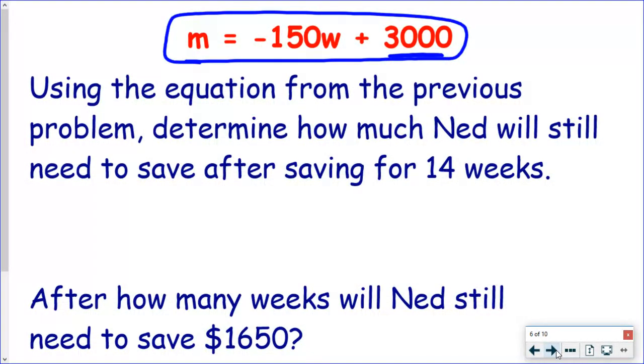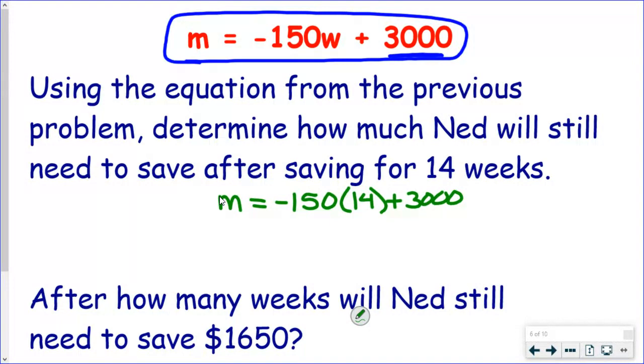Okay, now it says using the equation from the previous problem, determine how much Ned will still need to save after 14 weeks. Okay, well, let's just use the equation on the top. It's the same one. So how much money does he still need to save after 14 weeks? And again, this basically means you have a $3,000 car. You're paying that off $150 per week to the dealer. If after 14 weeks, how much more money is still left to save?